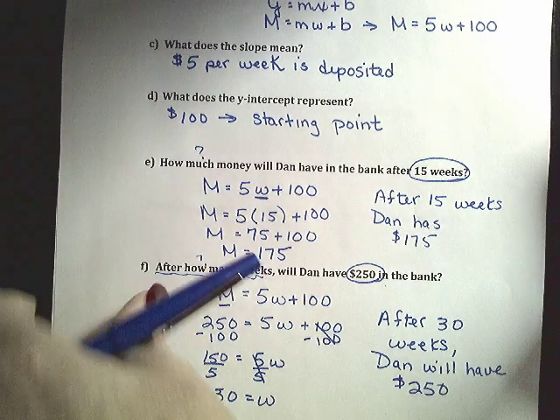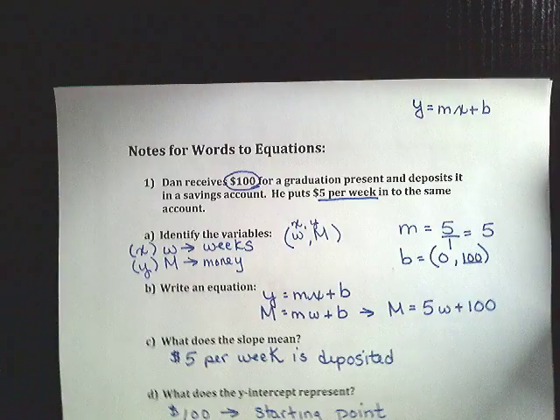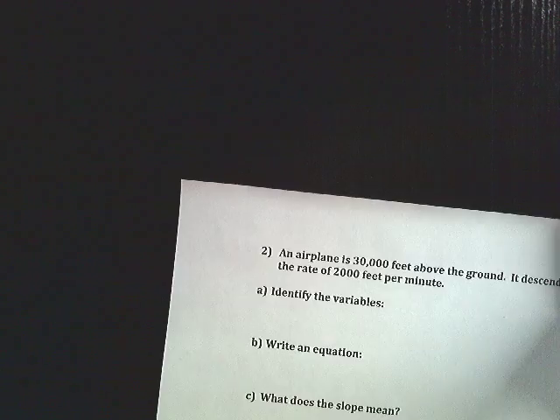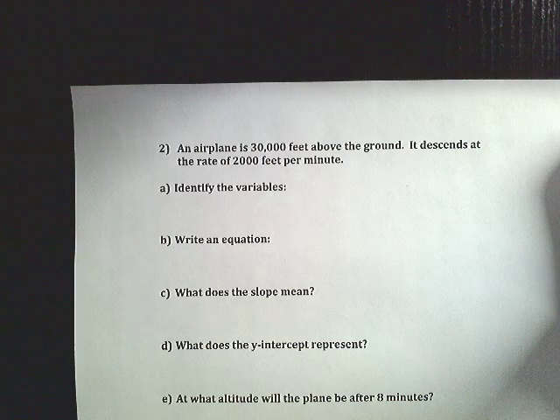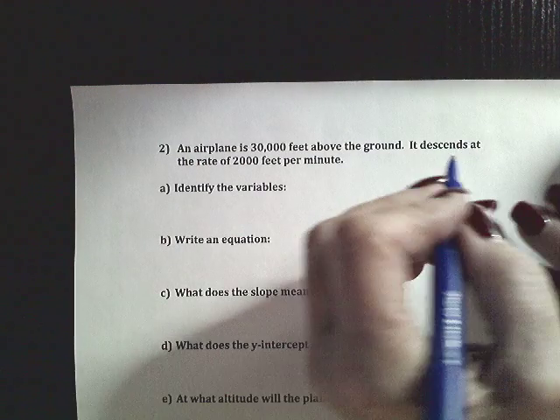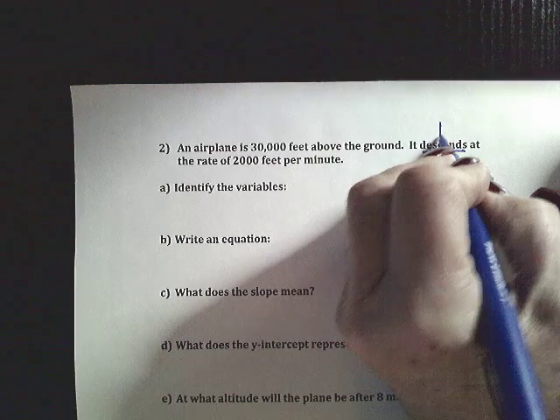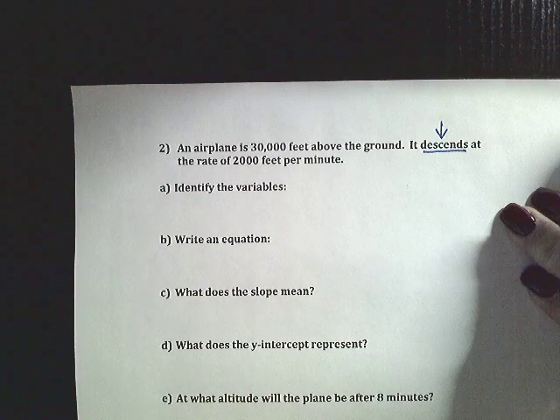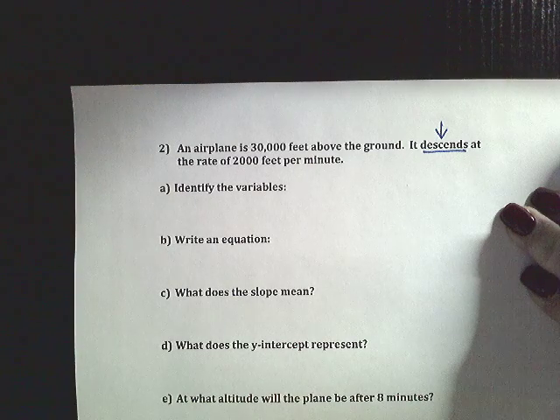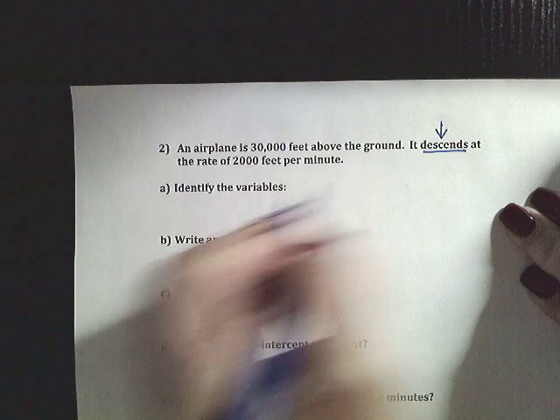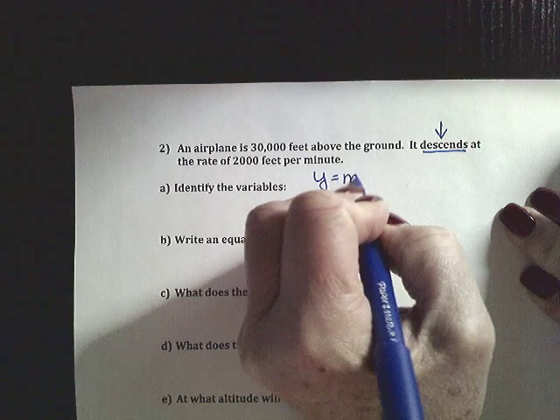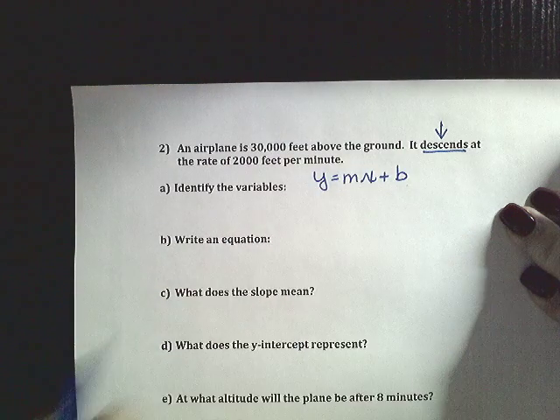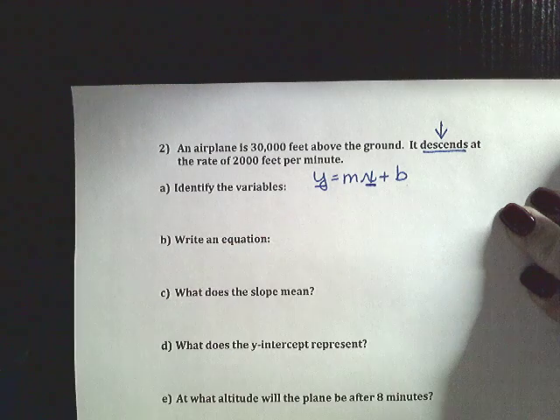Okay, that was the first word problem. All right, second word problem. An airplane is 30,000 feet above the ground. It descends at the rate of 2,000 feet per minute. Now that word descends means it's going down. That should tell you that it has to be a negative number. So let's identify the variables. We know we're going to be doing y equals mx plus b, but we want to substitute for that x and that y.